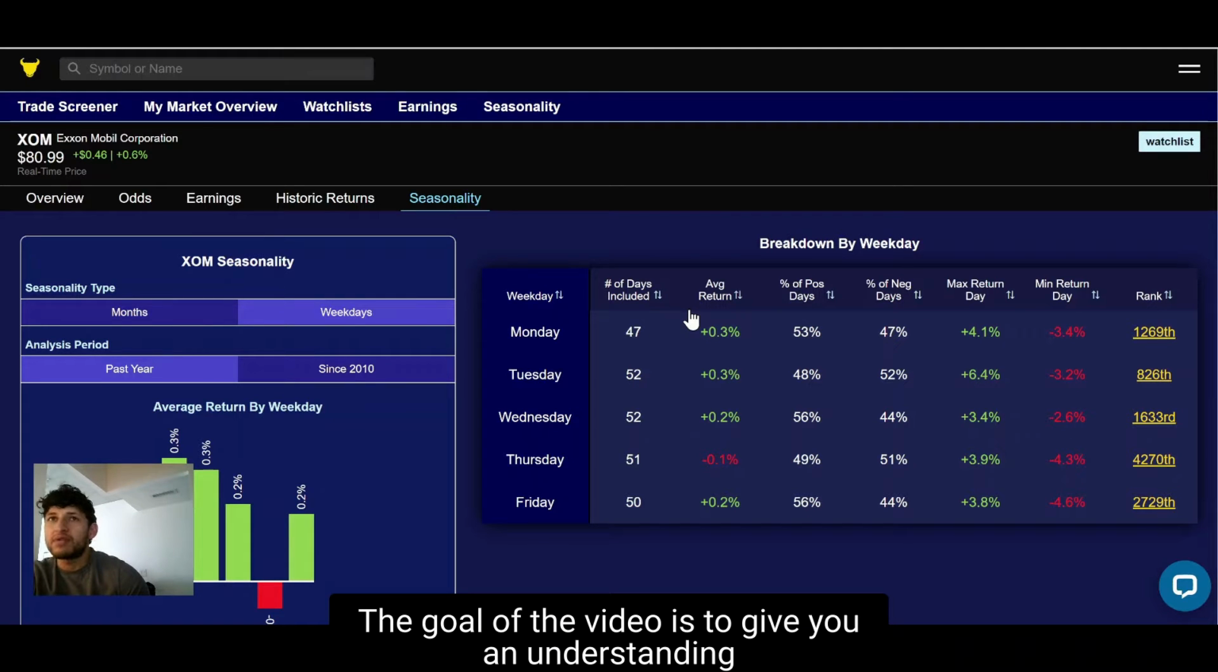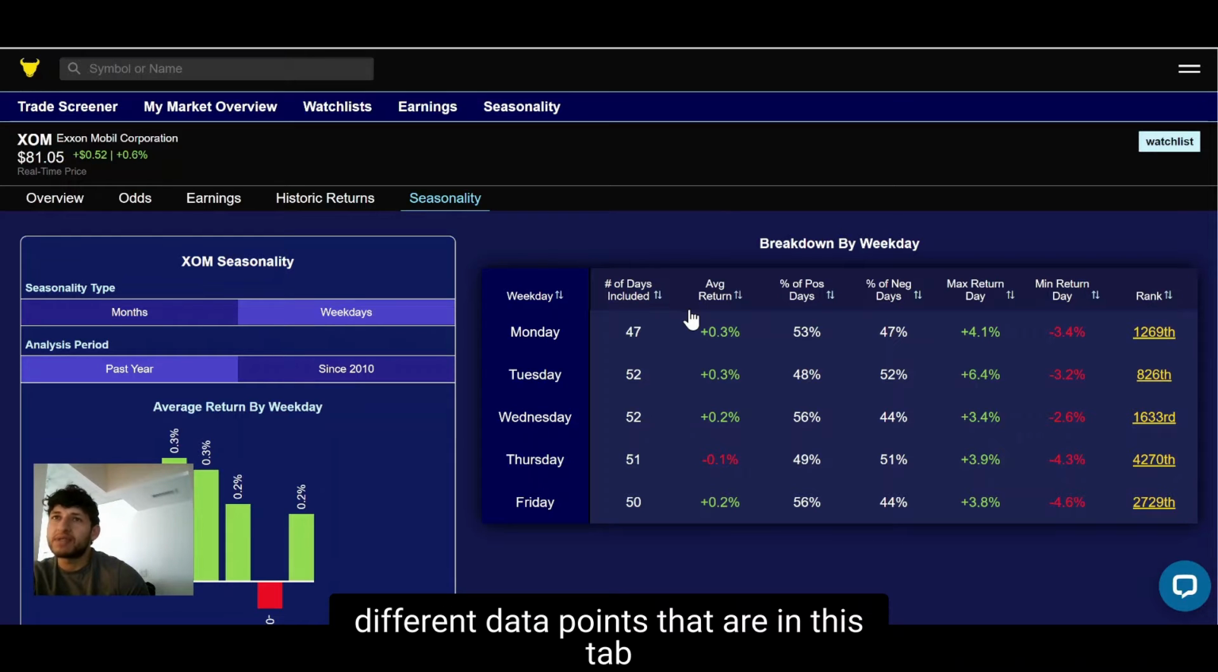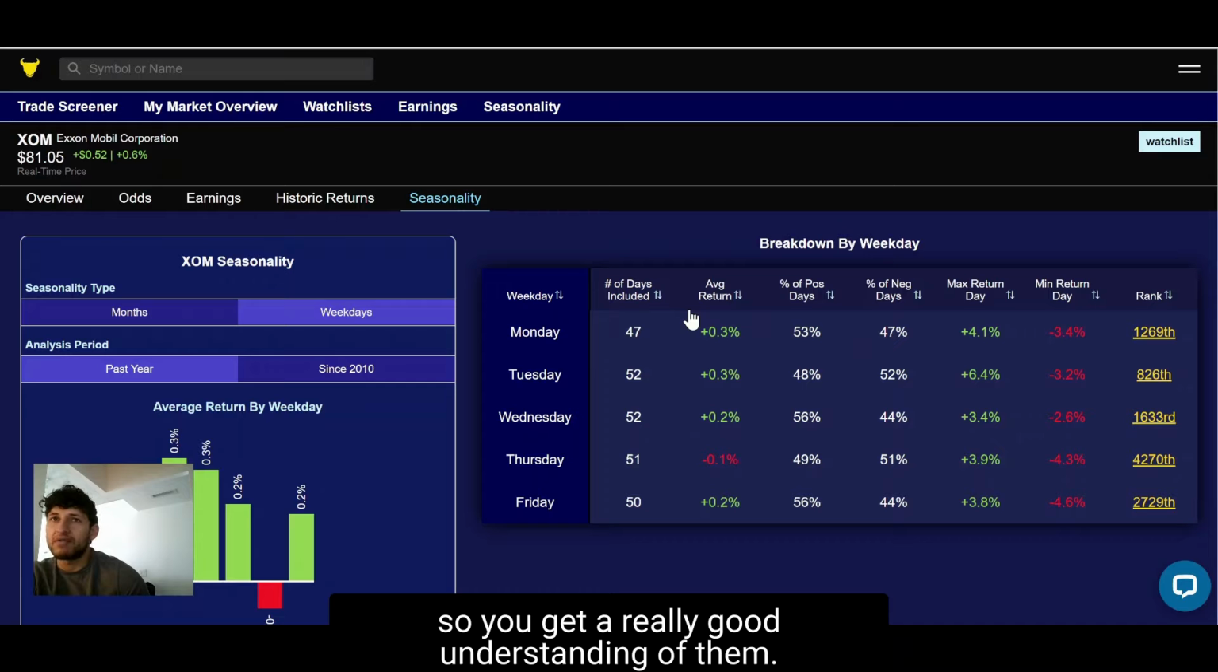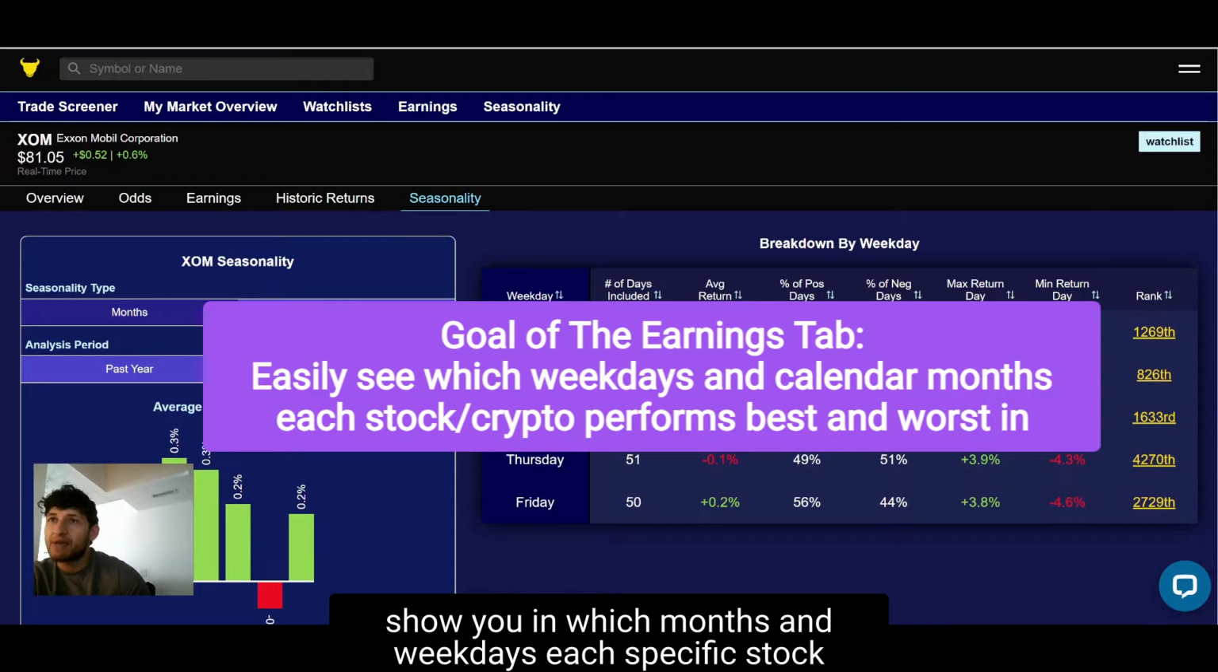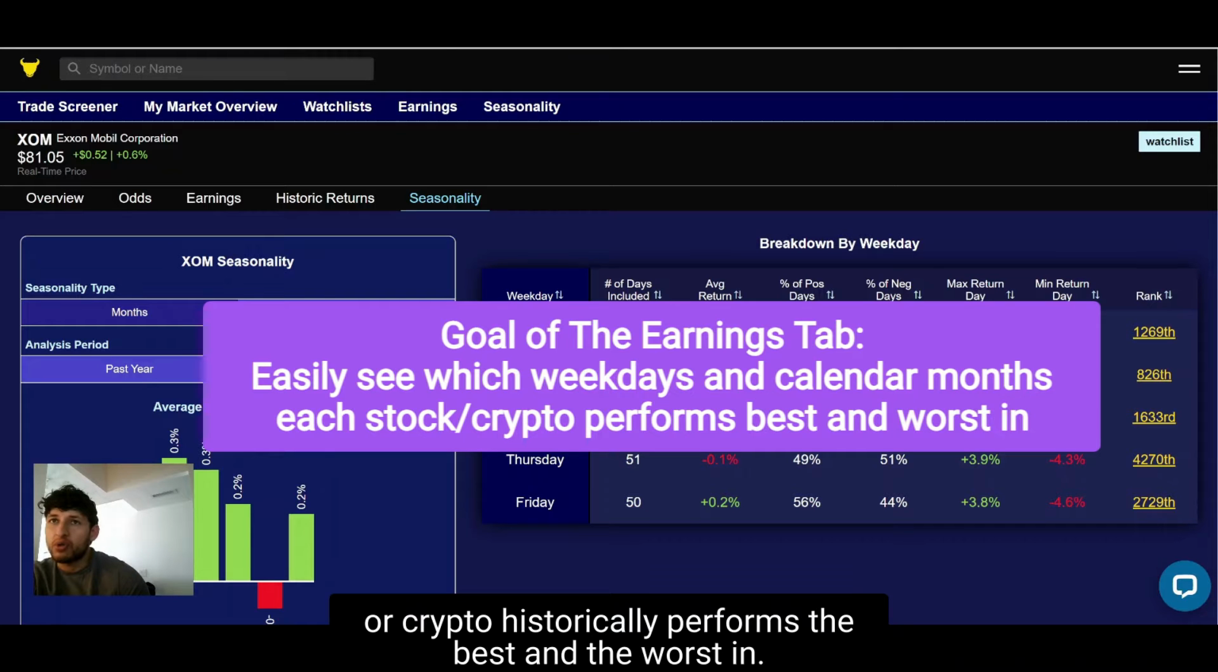The goal of the video is to give you an understanding of how you can use this data in your trading. We'll also make sure to cover the different data points that are in this tab so you get a really good understanding of them. The main goal of the Seasonality tab is to quickly show you in which months and weekdays each specific stock or crypto historically performs the best and the worst in.